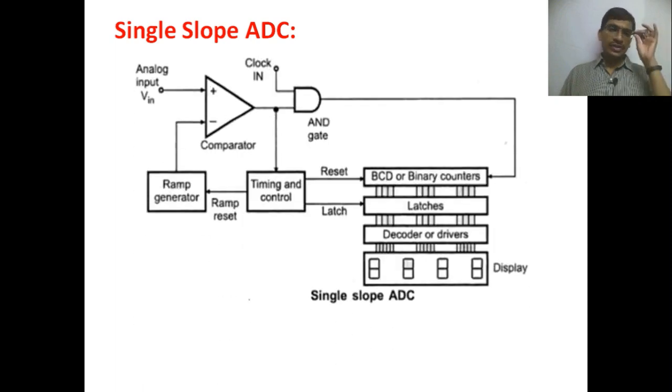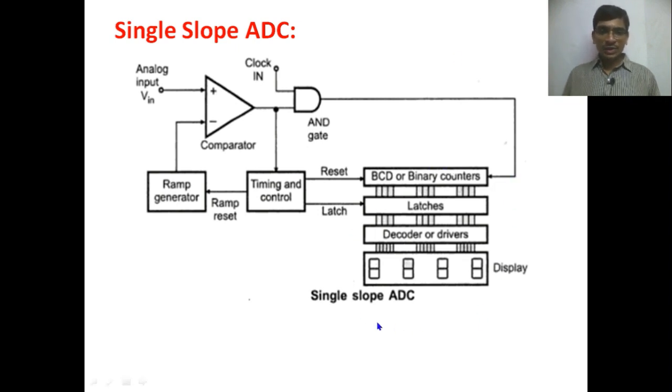In the last class, we have seen the successive approximation type of analog to digital converter. In this class, we are going to discuss the single slope analog to digital converter. Let us see the circuit for the single slope analog to digital converter.